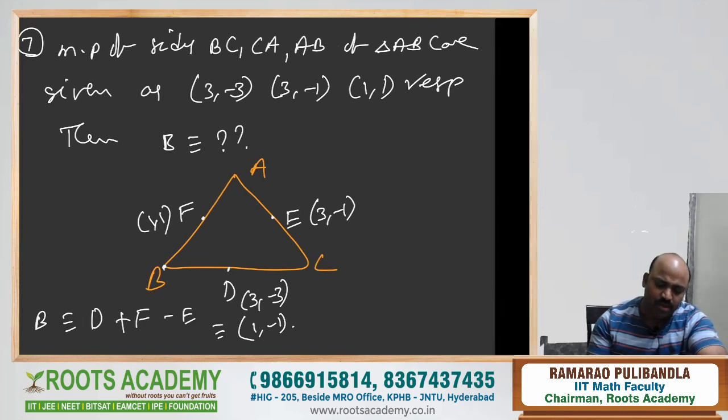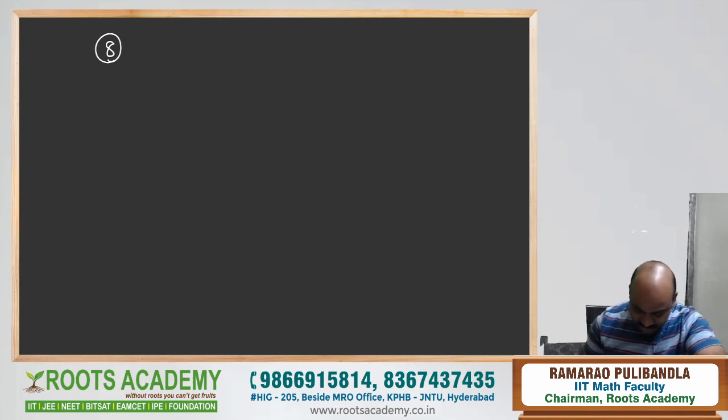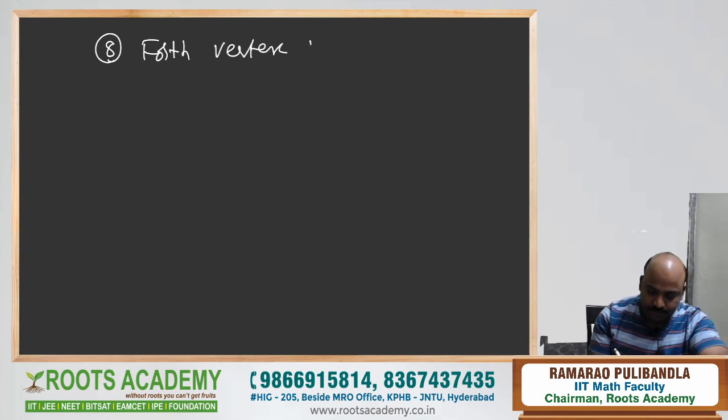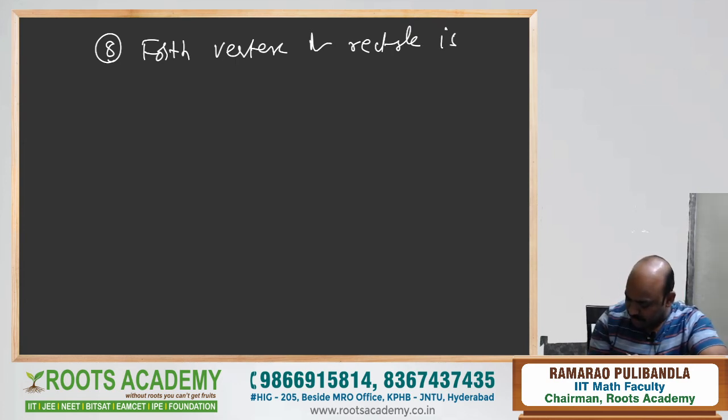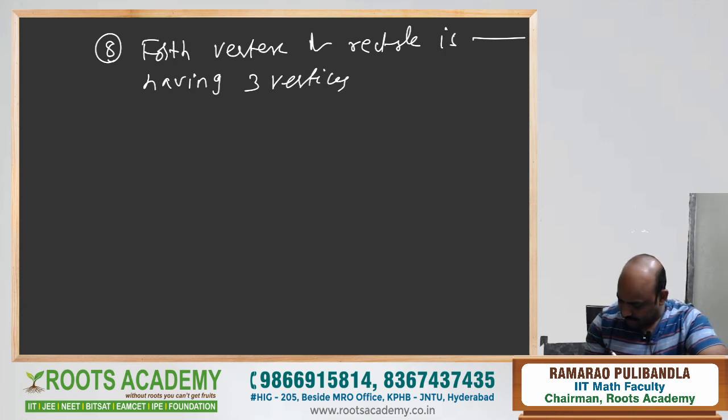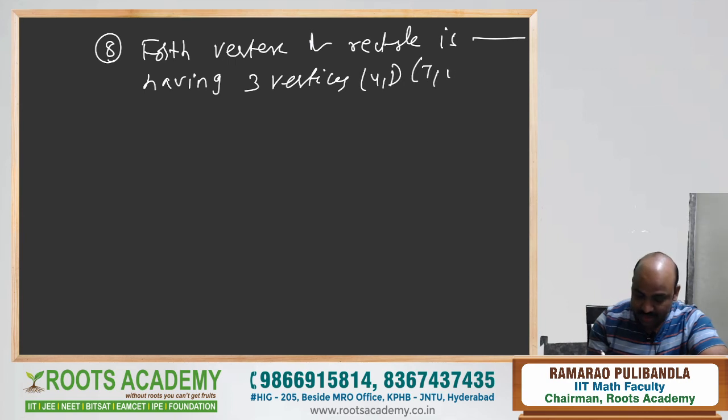Right, students? So the eighth question is, now they are giving some rectangle. So try to give me the answer for this. So the fourth vertex of a rectangle is, this is a K-set question. The fourth vertex of a rectangle having three vertices as 4 comma 1, 7 comma 4, 13 comma minus 2 is dash.